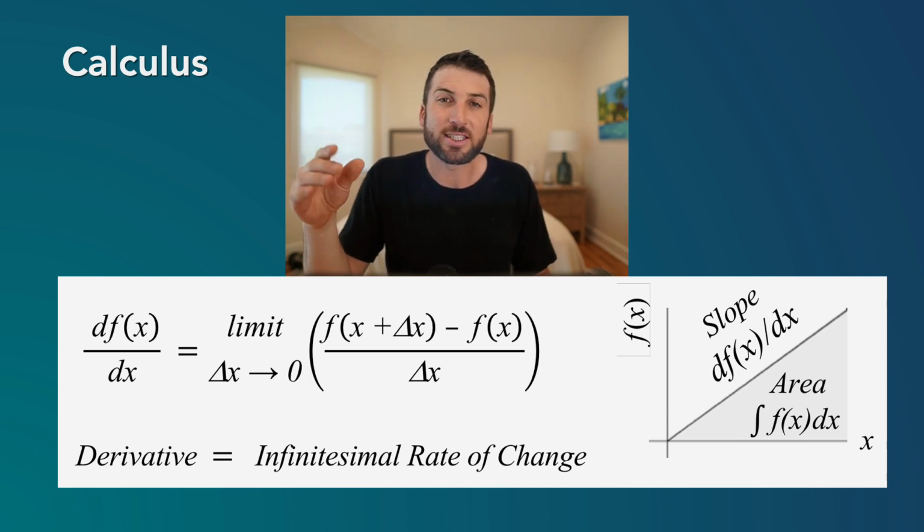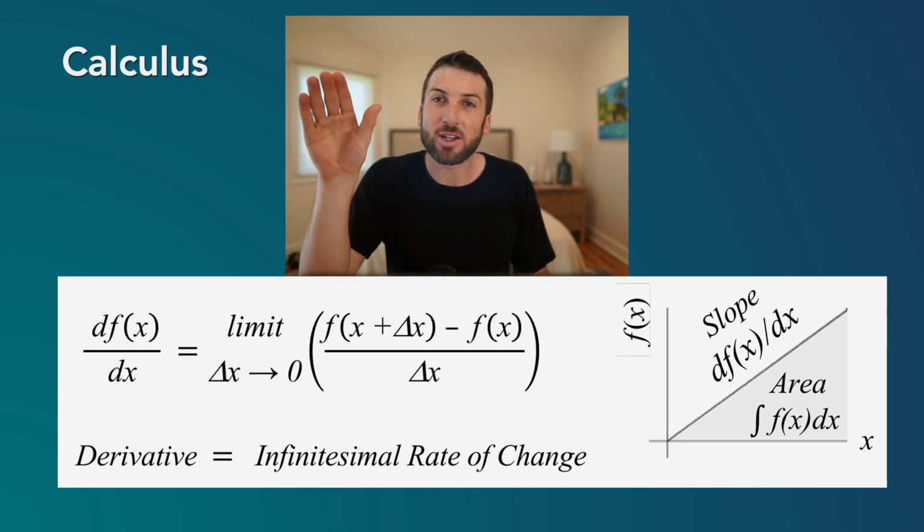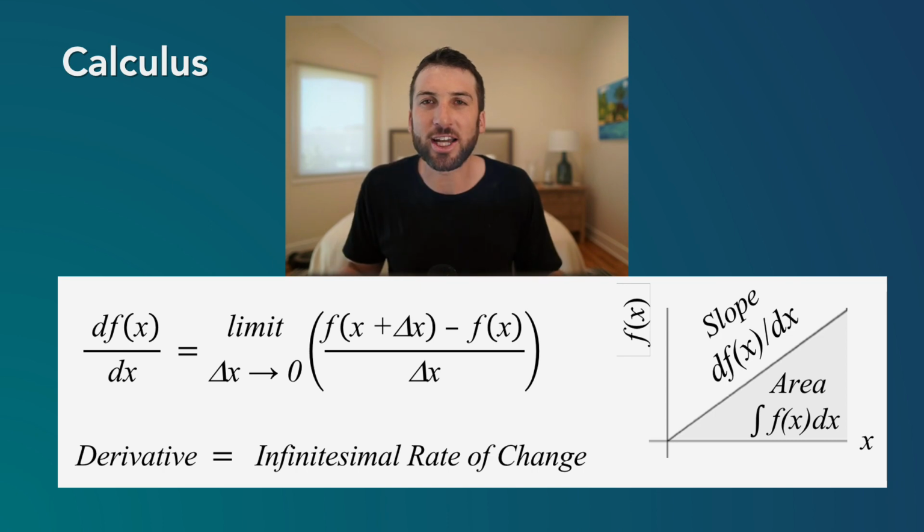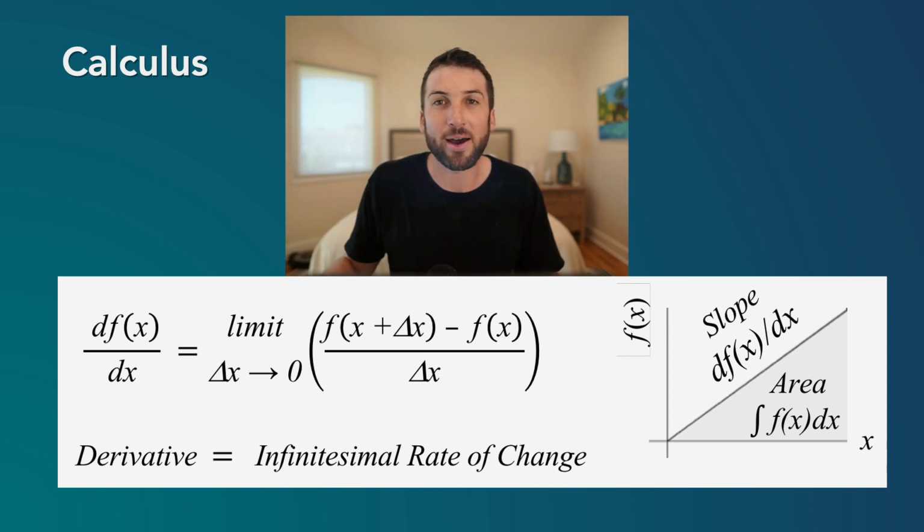Now what the derivative does is to say, okay, take this, but make the change of the width approach 0. So what is the slope as the change in x approaches 0? And so this gives the infinitesimal rate of change, which can be thought about as a slope.